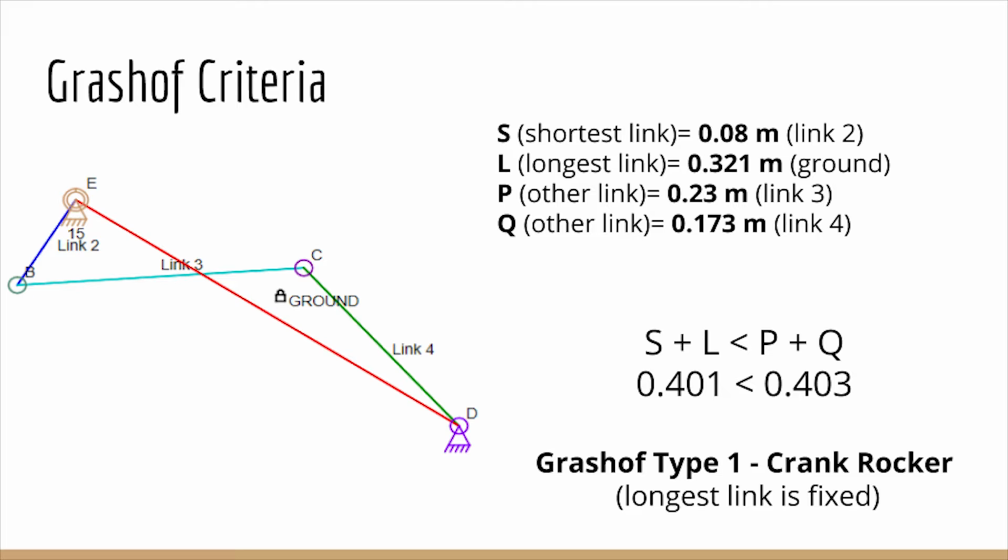Next we analyze the mechanism to determine its Grashof criteria. We use the 4 links mentioned in the mobility slide previously, with the link connecting the grounds shown in red. This is the longest link and this is fixed, while the other links have the ability to move. The shortest link is shown in blue, link 2, having a length of 0.08 meters. The longest link, the ground, has a length of 0.321 meters. The other 2 remaining links, light blue and green, have values of 0.23 and 0.173 meters, respectively. Completing the Grashof criteria analysis, we can see that the left sum has a value of 0.401, demonstrating our mechanism as a Grashof Type 1 or crank rocker.